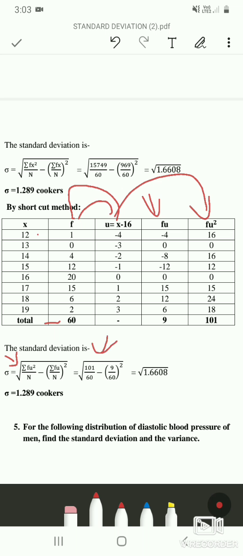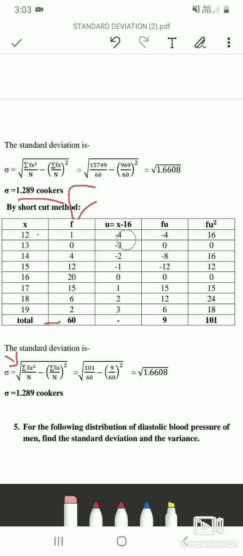Therefore standard deviation is equal to square root of 101 divided by 60 minus 9 divided by 60 whole square, which is square root of 1.6608, and you can see we got the same answer, which is 1.29. So you can use any method.